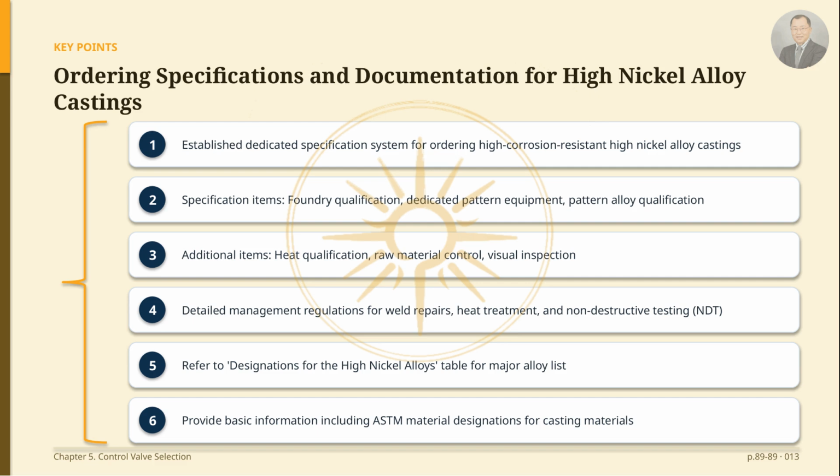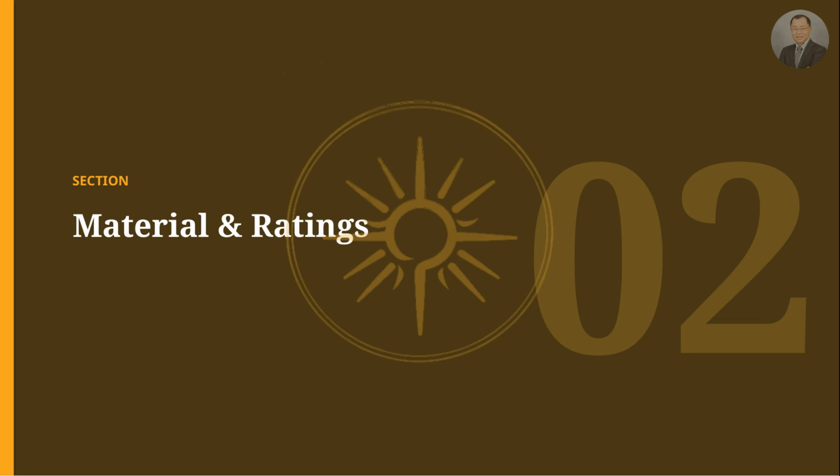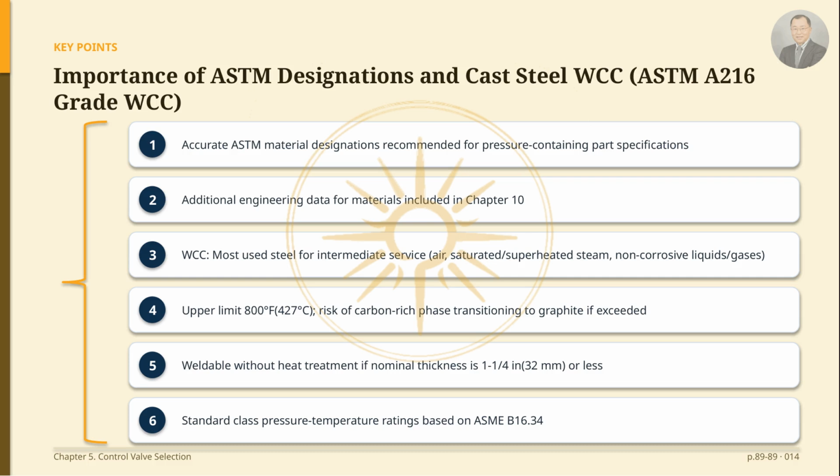handbook, and the following descriptions and tables provide basic information on various castable materials used for valve bodies along with ASTM material designations. Next, we turn to material and ratings. I will now introduce that when writing material specifications, especially for pressure-containing parts, using the correct ASTM designations is considered good practice and is encouraged. Additional engineering data on materials is organized in Chapter 10.